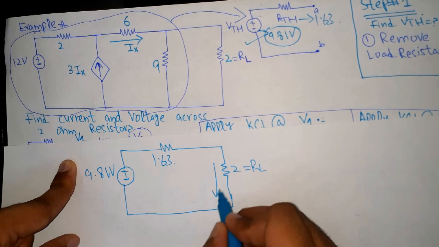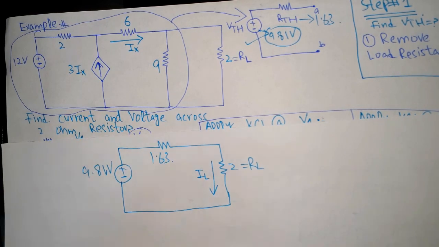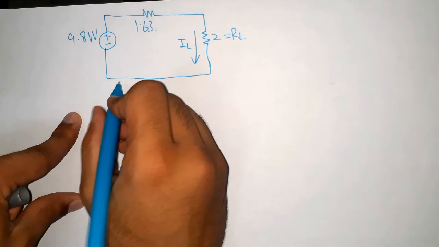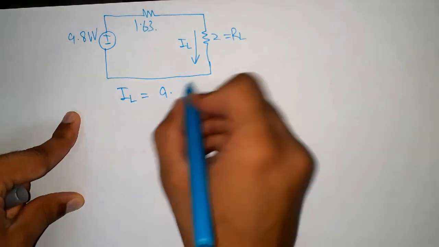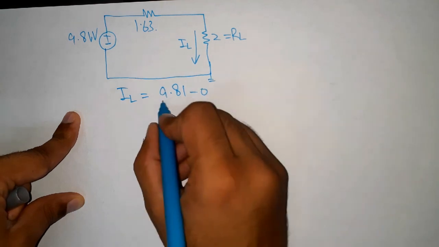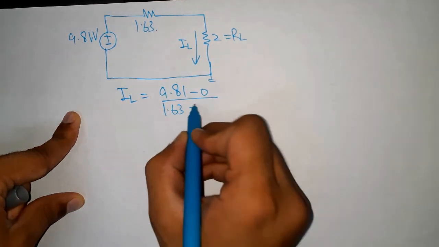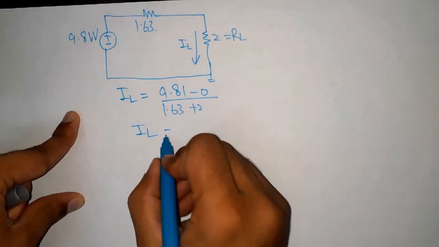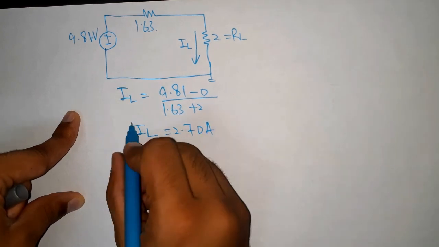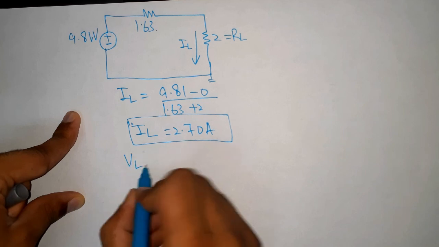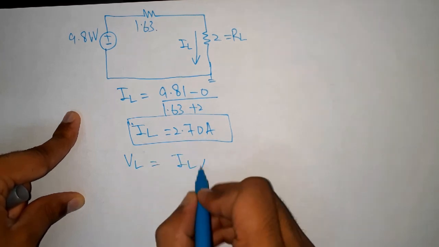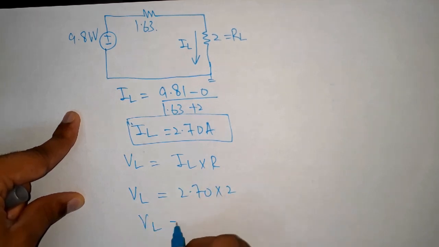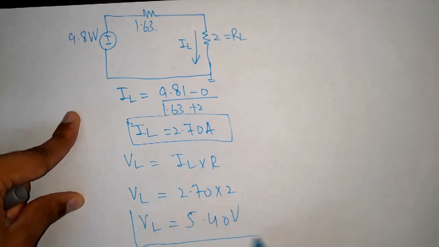Here the current that flows is the load current. So we will find our value of load current. The load current will be equal to 9.81 minus 0 divided by 1.63 plus 2. So load current will be equal to 2.70 ampere. With the help of load current, we will find the load voltage, which is IL into R. So load voltage will be equal to 2.70 into 2. So it becomes 5.40 volt.